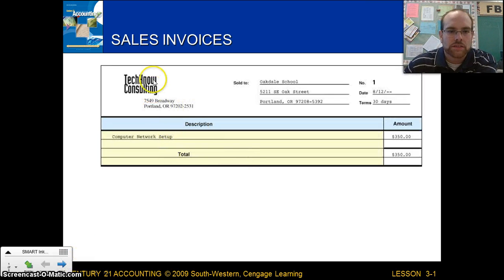And then a sales invoice. This is just a general thing saying, all right, from Techno Consulting, we sold to Oakdale School, and this invoice basically just lets us know that Oakdale School has 30 days in order to pay up the $350 that they owe, and what exactly it was: we set up their computer network from Techno Consulting.